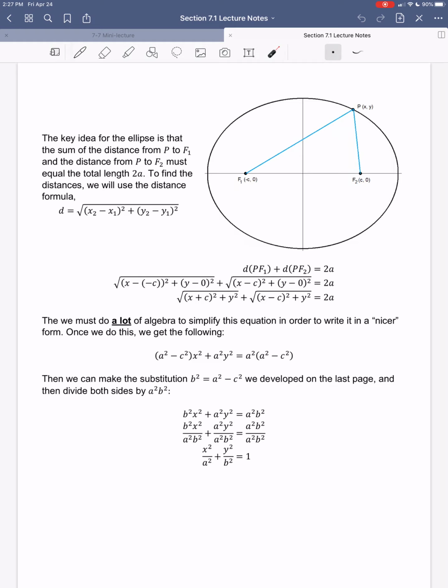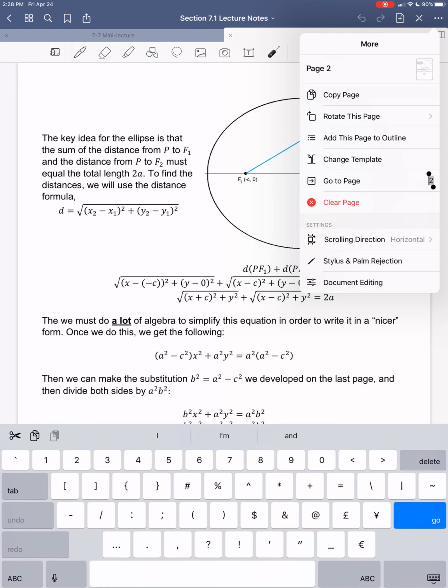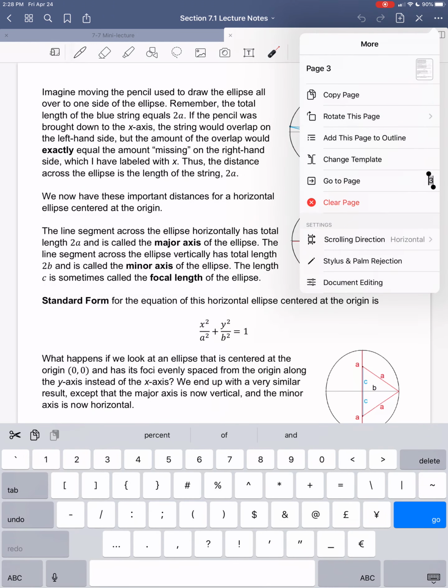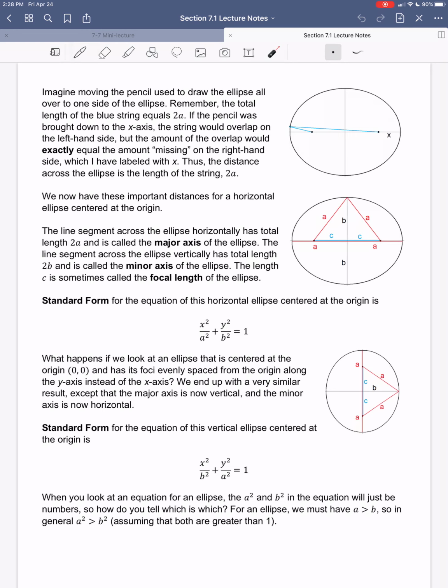But back on the other page, we said b squared was just equal to a squared minus c squared for this ellipse. That's when we had that triangle up in the middle. So instead of a squared minus c squared, I write b squared in both places. Then, to make this look nicer, I divide both sides by a squared and by b squared, so I put that in all the denominators, and we get this rather clean equation, x squared over a squared plus y squared over b squared equals 1. And we call that the standard form for the equation of this horizontal ellipse.